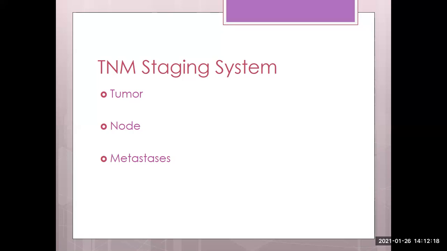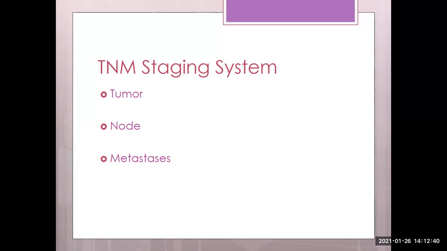Anything that is a 0, because this scale goes X first, then 0, there's no evidence of it. So with a tumor, a T0, there's no evidence of a tumor. An N0, then there's no lymph node involvement. And an M0, there's no metastatic disease.